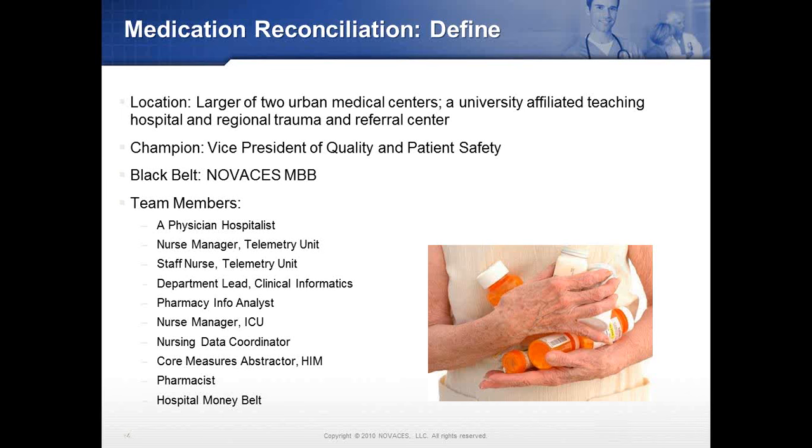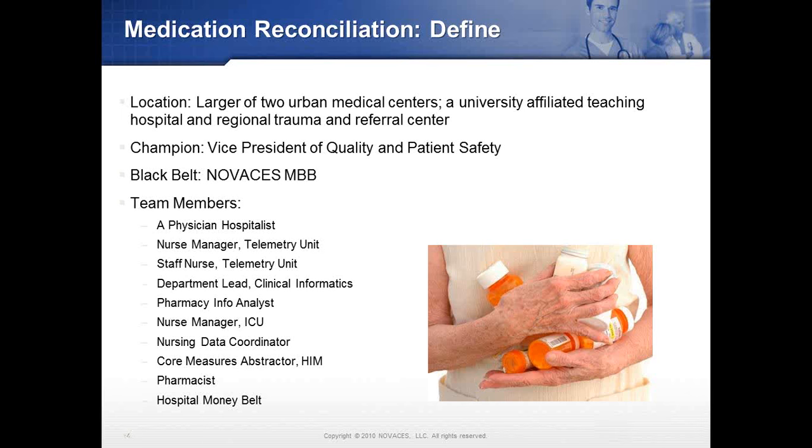The champion was the Vice President of Quality and Patient Safety, and she was amazing. She did a phenomenal job of removing roadblocks for this team, and that's what a champion does. They eliminate roadblocks, and they make sure that the team is empowered to do their work. I was the Master Black Belt, and then here's the team. We had a physician hospitalist, nurse managers from the telemetry unit, a staff nurse from the same unit, clinical informatics, a pharmacy info analyst, nurse manager from the ICU, a nursing data coordinator, a core measures abstractor would become very important when we get to measure, a pharmacist, and a hospital money belt.